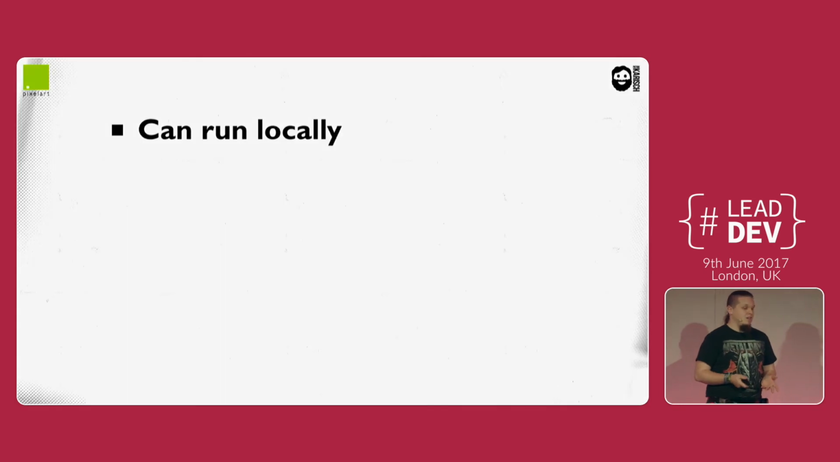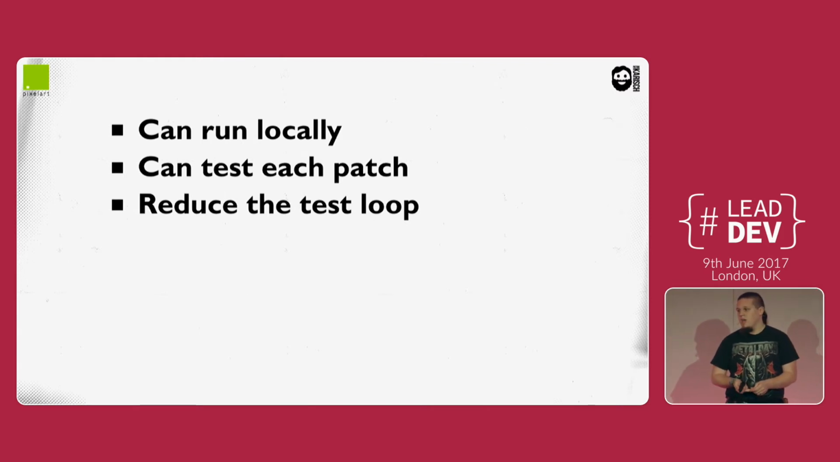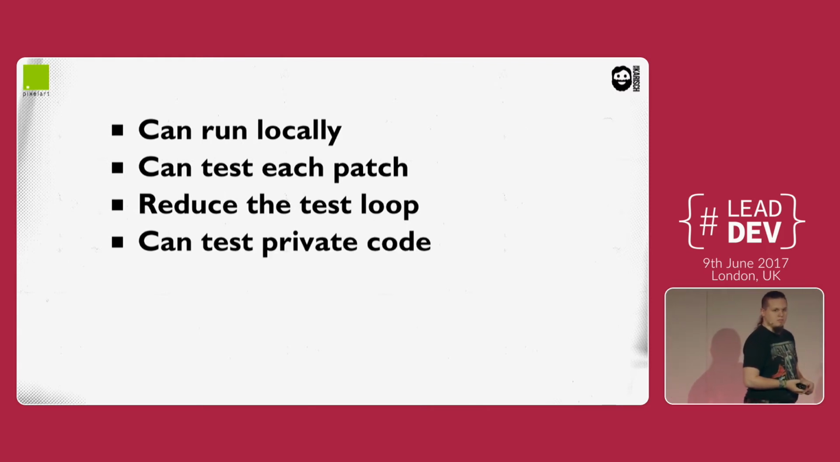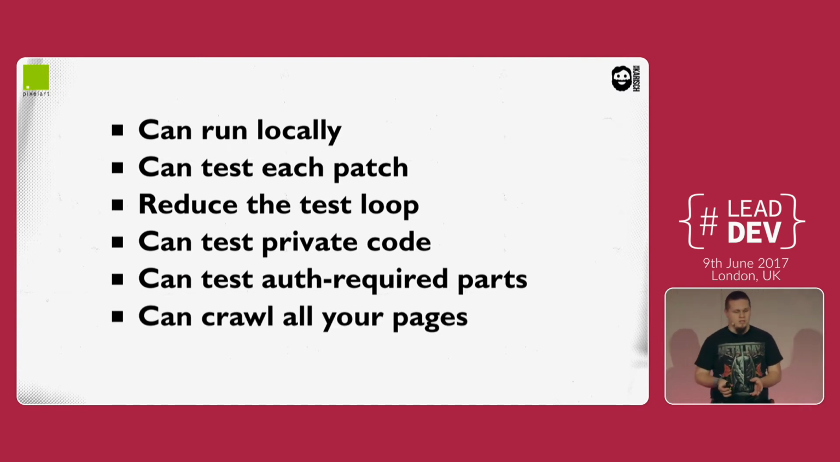The pros of A11ym: you can run it locally, like TDD, run it locally, run it on your CI server. When you run it on your CI server, you can test every patch, reduce the test loop, and of course, you can test your private code. It's not restricted to open source code or publicly available code on the web. You can test your code in private behind your firewall. You're not depending on any software-as-a-service product. And of course, you can test authentication required parts. Have a step behind a login, you can test it too. And you can crawl all your pages. Of course, it behaves like a crawler.